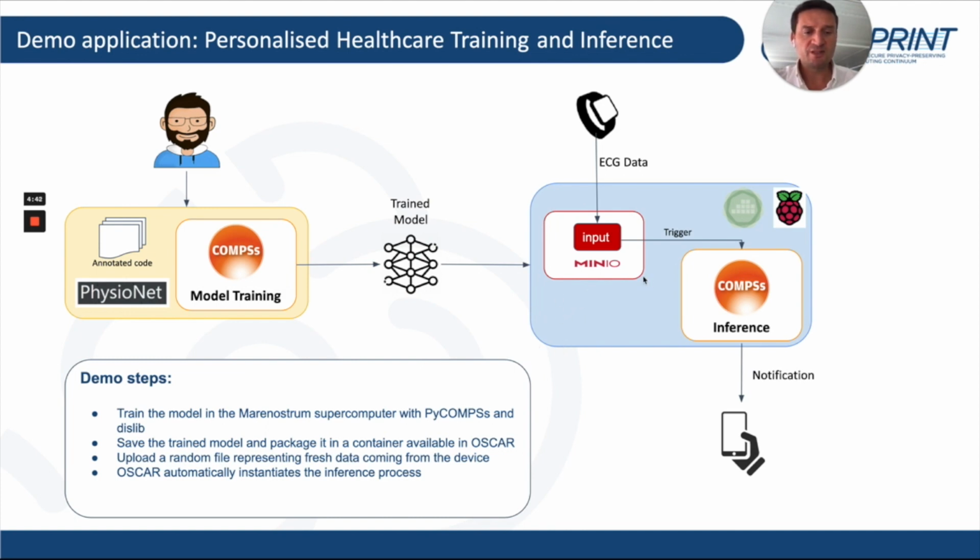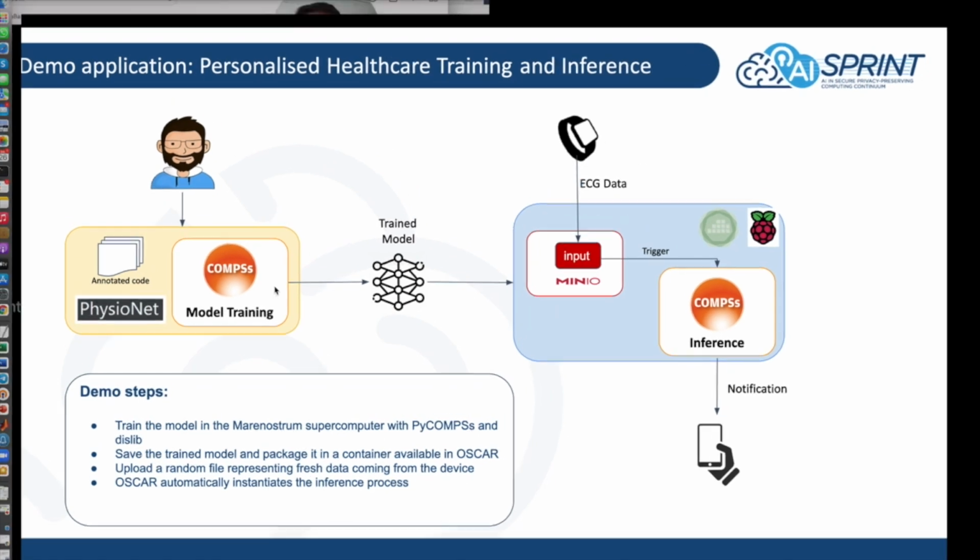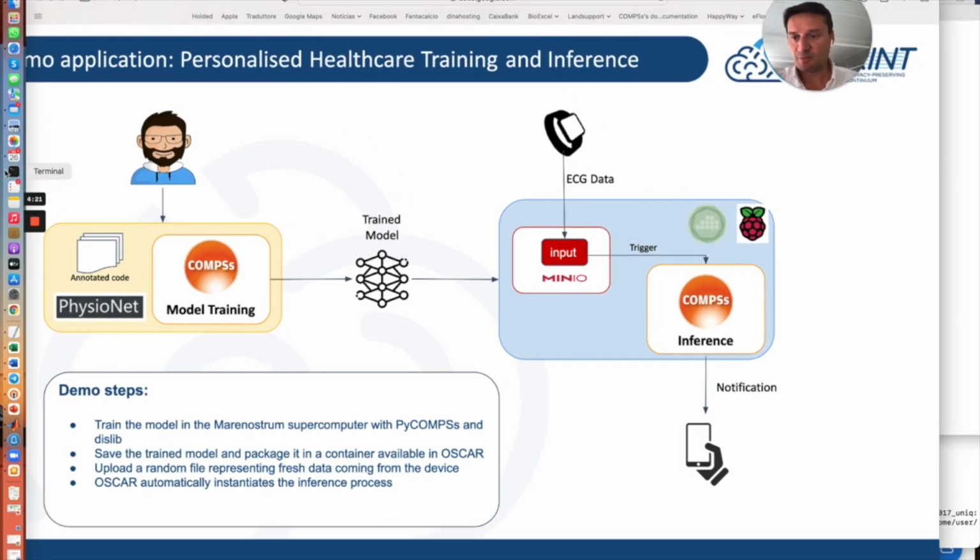Then we will see in OSCAR how we will trigger the inference process also with COMPSs, uploading a random file in the Minio storage. So this file represents fresh data coming from the patient device, and through this upload OSCAR will instantiate the inference process. So let's start with the first part.